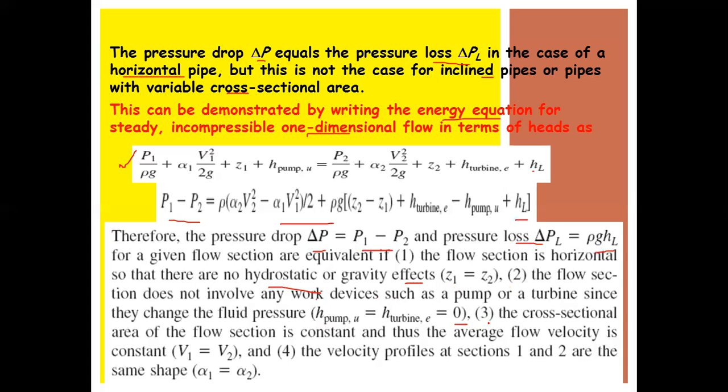What next? What is the third point? The cross section area of the flow section is constant. The cross section is constant, therefore the average flow velocity is also constant. Therefore, V1 is equal to V2.